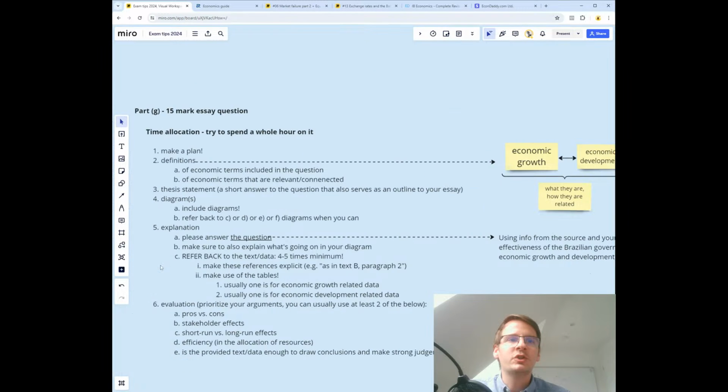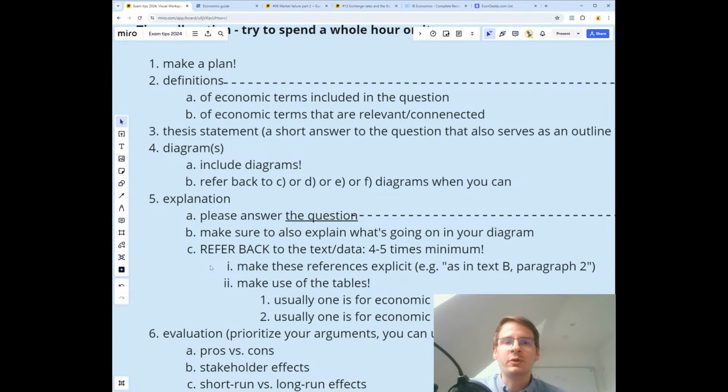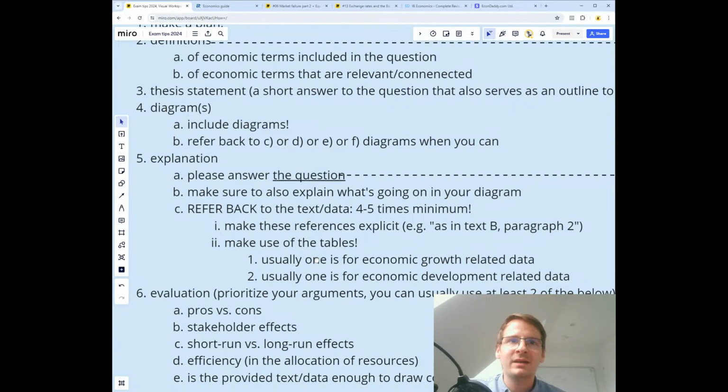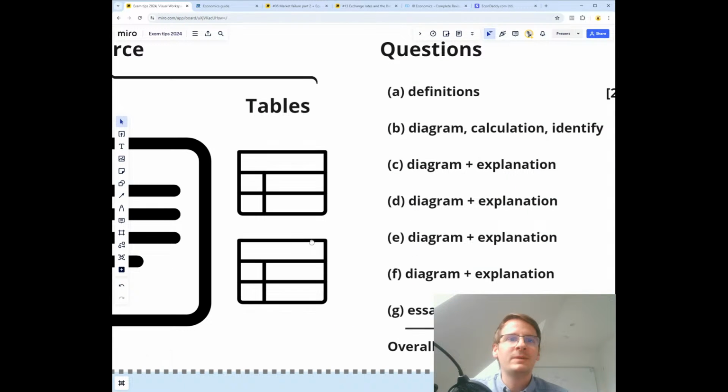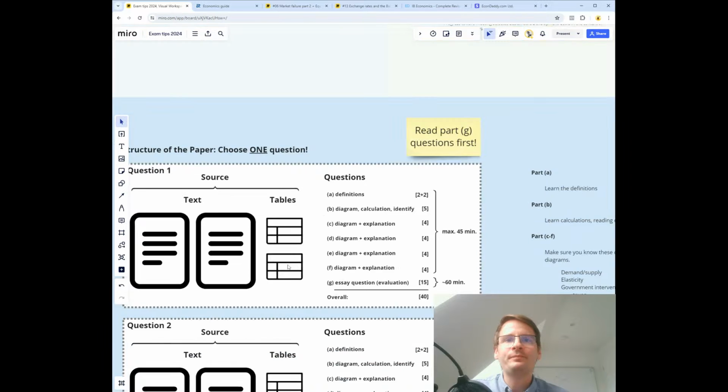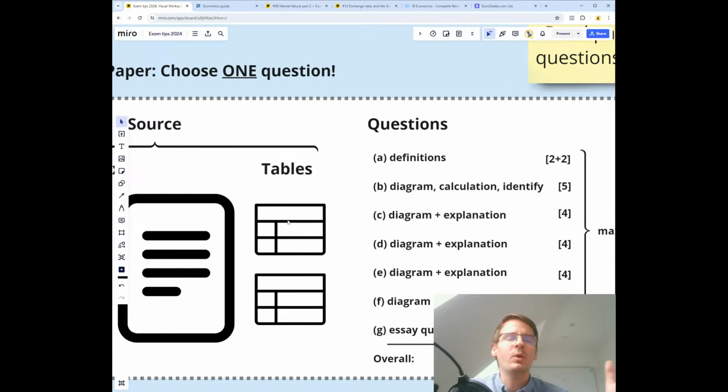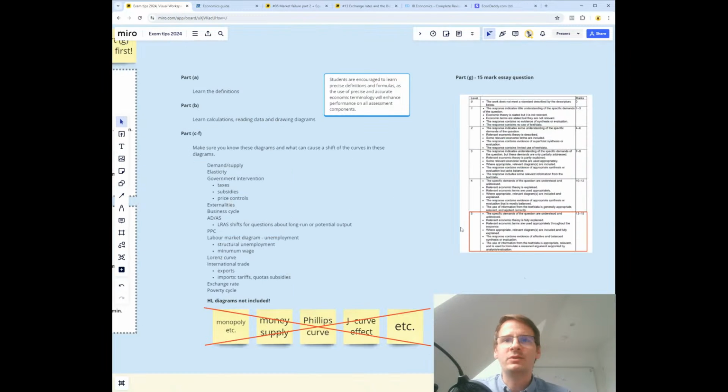the source. So if you don't, we lose a lot of marks, and you have to make it very clear to the examiner that you are now referring back to the source, the data, or the text. So make use of the tables also, please. There will be two, usually, so far that's the way it goes, there will be two tables. One usually focuses on economic growth related data, the other one most usually about economic development related data. Make sure that you also refer back to those values in the table.